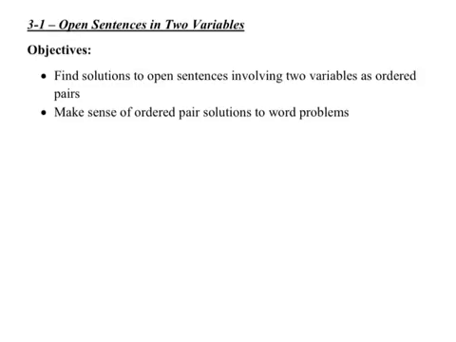We're going to take a look at open sentences in two variables. So we have looked at open sentences already, but in one variable, like 2x plus 7 equals 5, right? An open sentence, or an equation, really. But now we're going to look at equations or open sentences with two variables.